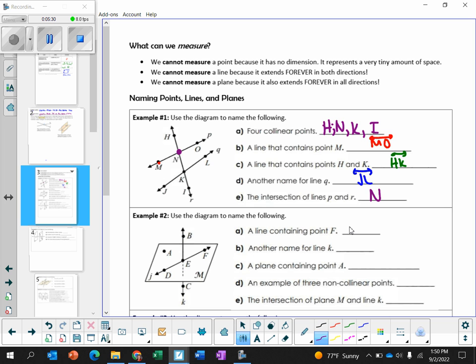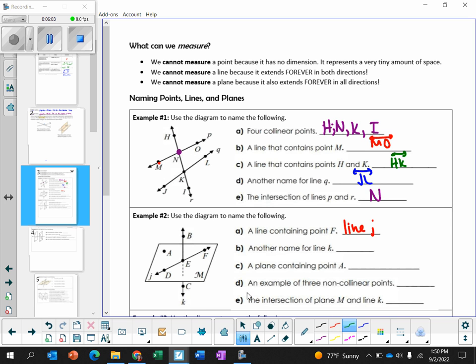For our next example, we want a line containing point F. So now here we see 2 different lines and there's a plane. So point F is right here. So we want any line containing that, which I see goes here. So I could again either name it line DF or EF or DE, or I could call it line J. And this time I'll do that, line J.